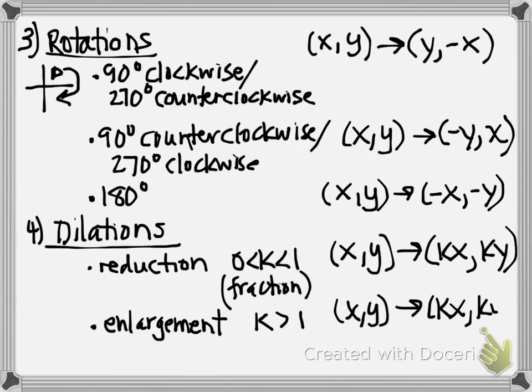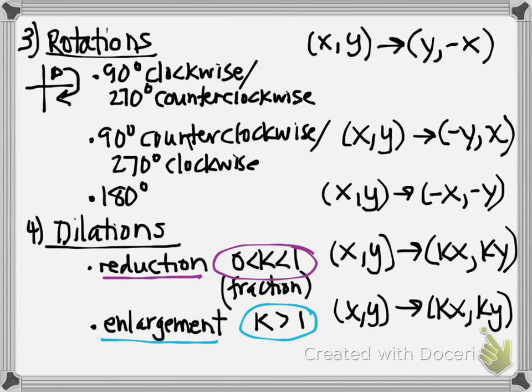And again, the representations would be the same. So what's different between these is not what the representation looks like, but what kind of number is your scale factor. So k just represents the scale factor. When your scale factor is a fraction, you're going to get a reduction. When your scale factor is greater than 1, you're going to get an enlargement. Okay?